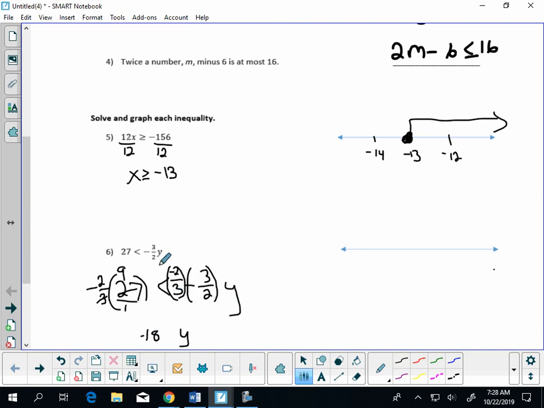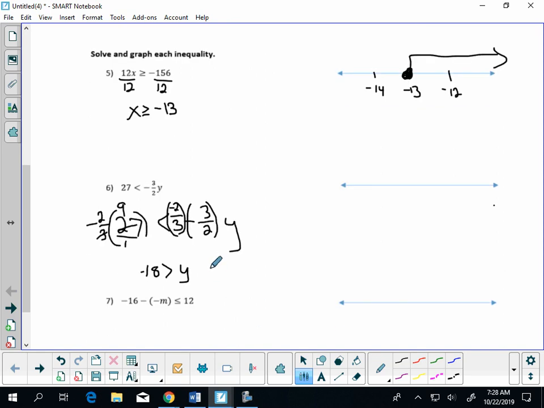The trick on this one is I was multiplying by a negative, so I have to flip the direction of that inequality. Now when I graph, I always like to have the variable come first, so y is less than negative 18. So I'm going to put negative 18 in the center, something smaller, something bigger. And this one is going to be an open dot, shaded to the left.